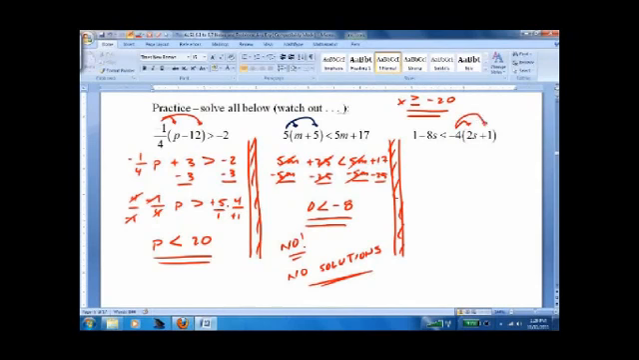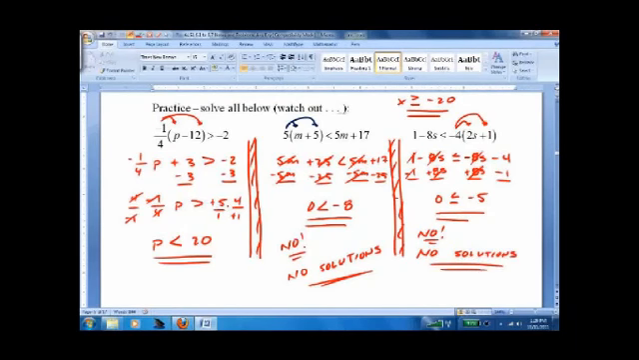So again, distribute. Let's move the numbers over. Minus 1 plus 8s. And everything cancels again. 0 less than or equal to negative 5. Is 0 less than or equal to negative 5? No. So the answer is no solutions. And that is it. Make sure you're careful. If the variable cancels out, think about it for a minute. Sometimes it'll cancel, sometimes it won't.